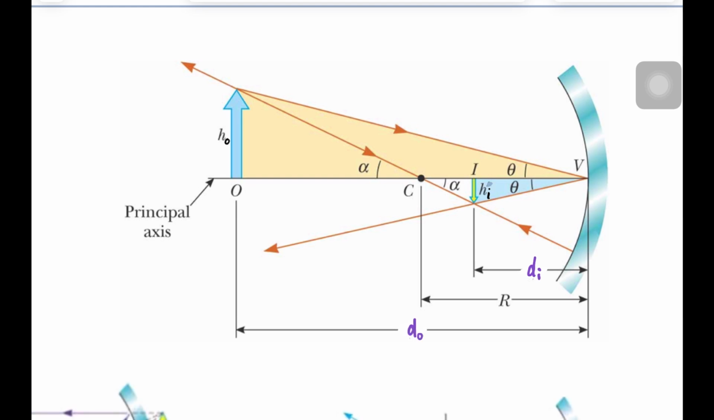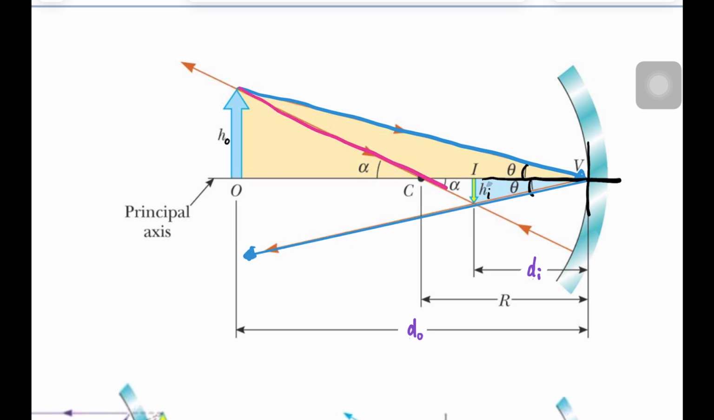We're going to start by drawing a ray that starts from the top of the object and goes to the mirror. Where the ray impacts the mirror, we will draw the tangent to the curved mirror. Then we'll draw the normal. Using the normal, we will figure out what the angle of incidence is and the angle of reflection. That allows me to draw my reflected ray.